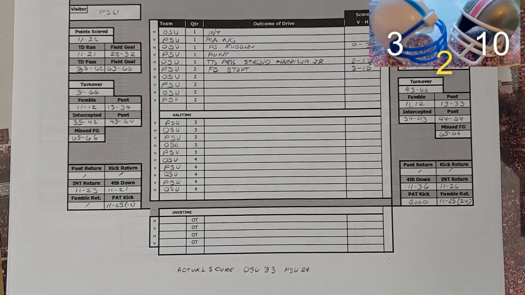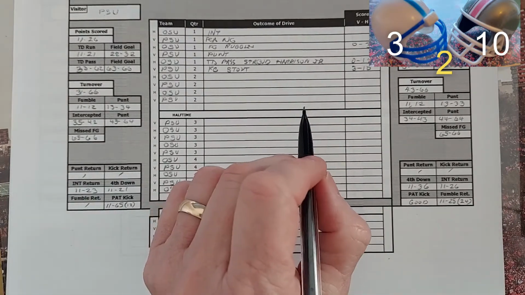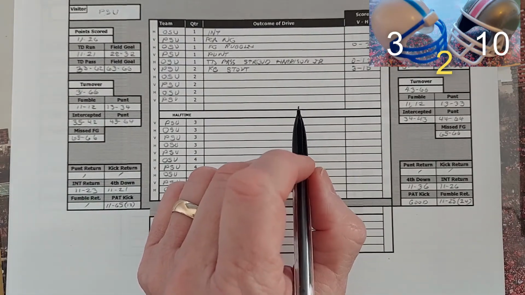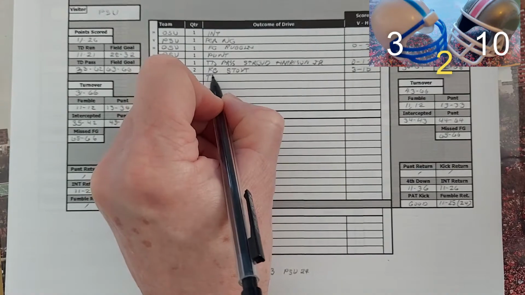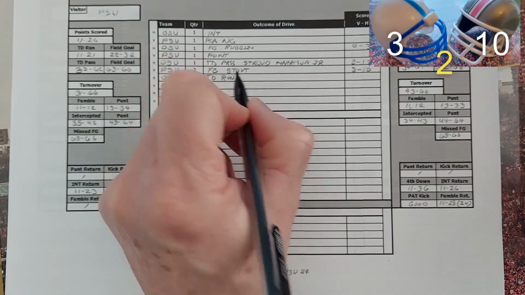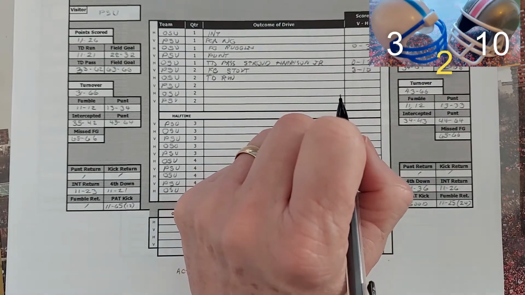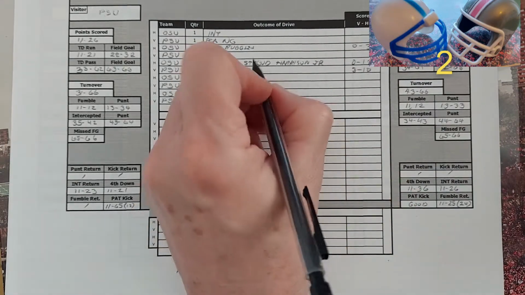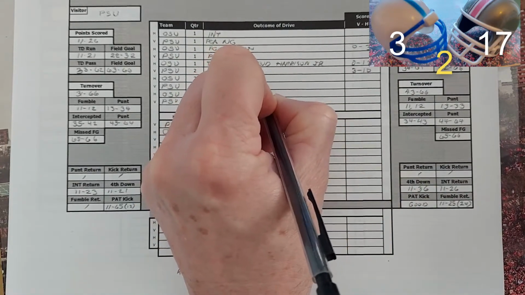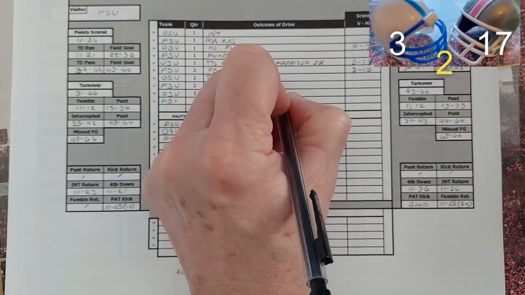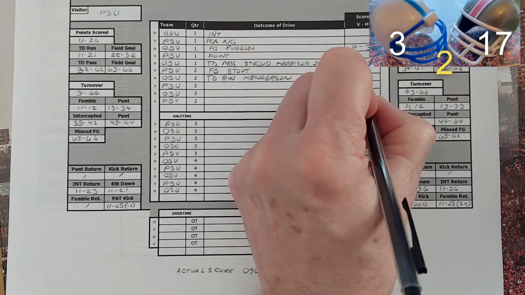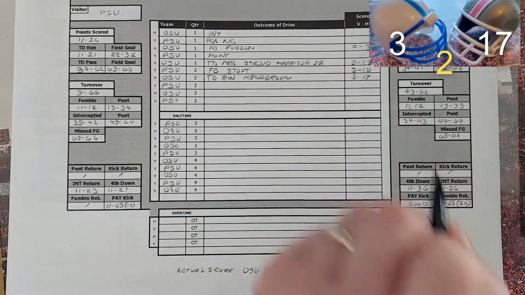Buckeyes drive. 25 is a scoring drive. 21 is a touchdown run. And that run is by Henderson. And the extra point is good. 17-3, Ohio State in the lead.